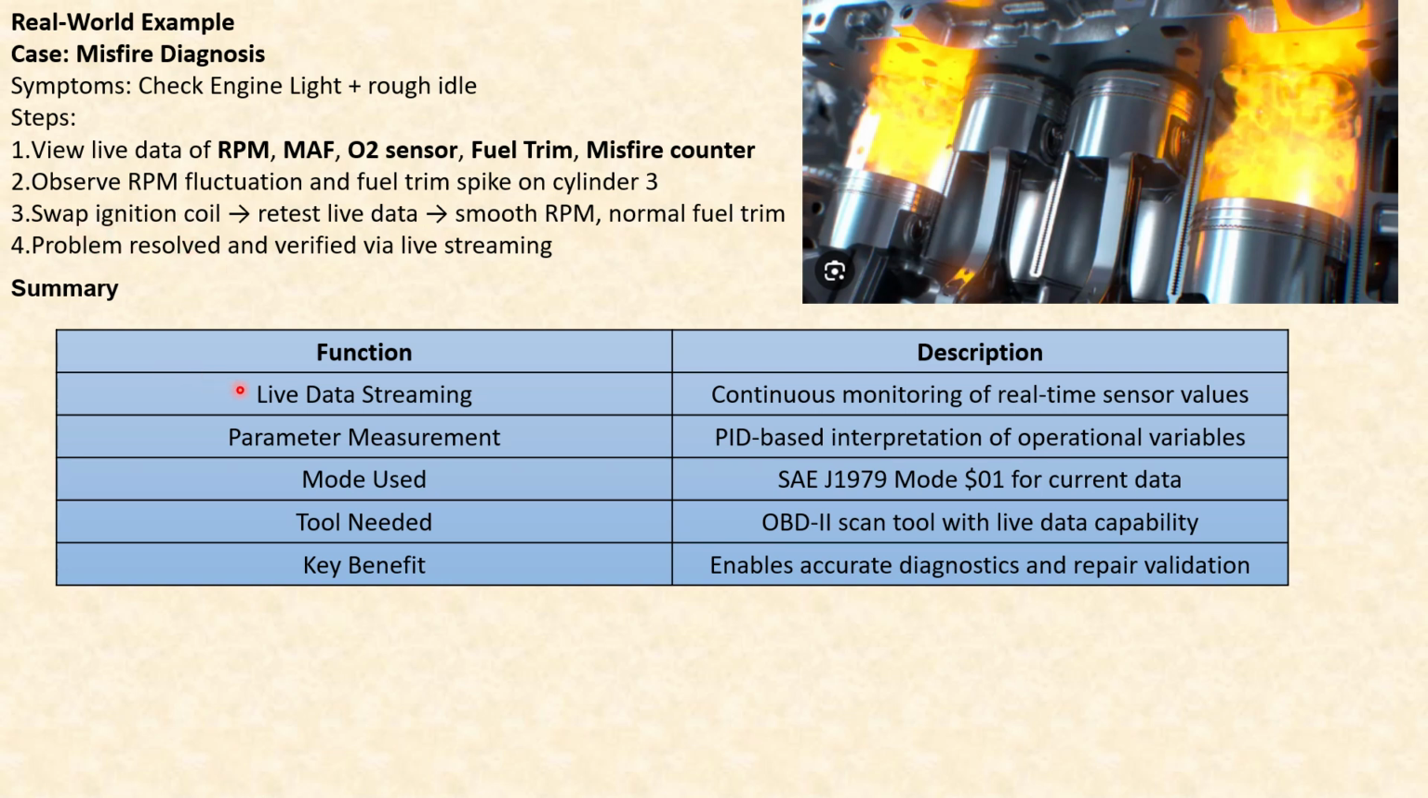In summary, live data streaming is the continuous monitoring of real-time sensor values. Parameter measurement is the PID-based interpretation of operational values. For mode, use SAE J1979 mode $01 for current data. The tool needed is a common one: an OBD2 scan tool with live data capability. And the key benefit is that it enables accurate diagnostics and repair validation.